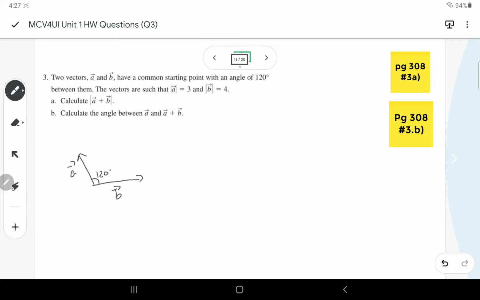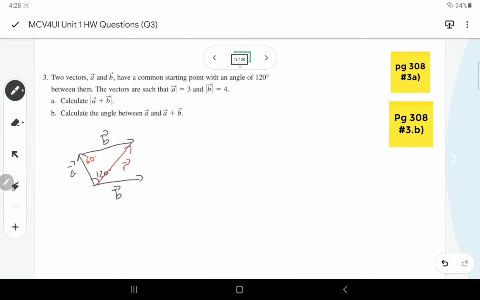So part A says that we should calculate the magnitude of A plus B. So this is going to be with our head to tail diagram, redrawing B at the end of A, and then I'm going to draw in my resultant vector. I know that with the C pattern, that angle that corresponds with the co-interior angle of the 120 would be 60 degrees.